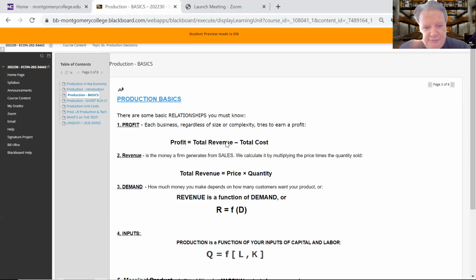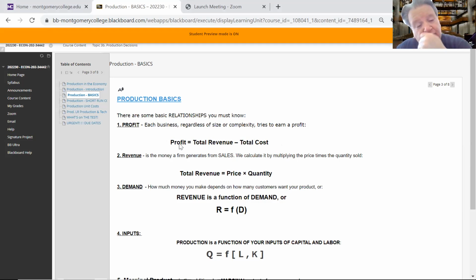Profit is made up of revenue, which is good. It brings money in from your customers, minus their cost, which is bad. It reduces the money that you keep, and you have expenses. So firms have to try to figure out how to make the most of this situation. The most revenue at the least cost will equal the most profit.